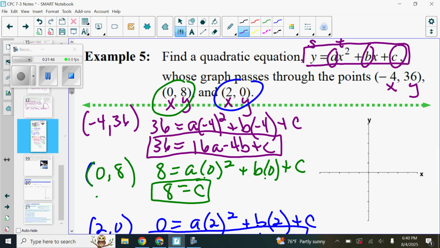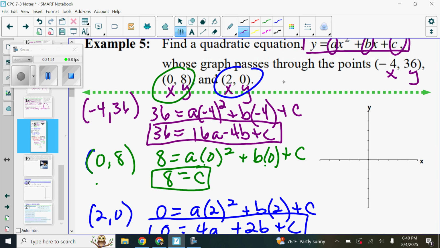So it looks like our quadratic equation is going to be Y equals 1/2 X squared, because A is 1/2. And then minus 5x, because our B value was -5, and then plus 8. And that is our quadratic equation.